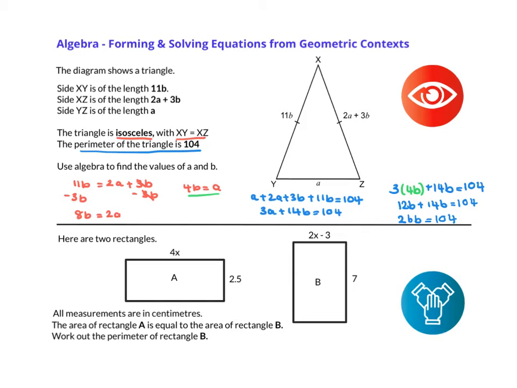Now I do need to do 104 divided by 26, which I would suggest you do on your calculator, which will give you a final answer of b equals 4. Once you've worked out what b is, you can substitute that value into one of the formulas that you originally created to work out what a is. I'm going to take the fact that 4b is equal to a. Now I know that b is equal to 4, that'll just be 4 times 4, and therefore a is equal to 16.